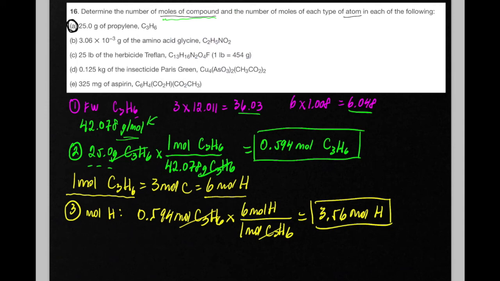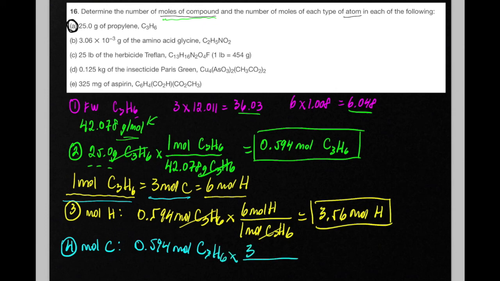Now, what we want to do finally is to calculate moles of carbon. That's the other element in this substance. And we do that by seeing that 3 moles of carbon is equal to 1 mole of propylene. So again, we start with our quantity in moles of propylene. And we multiply by 3 moles of carbon. We want the moles of carbon to be up on top because that's what we're looking for. And down below we have moles of propylene, which is going to cancel.